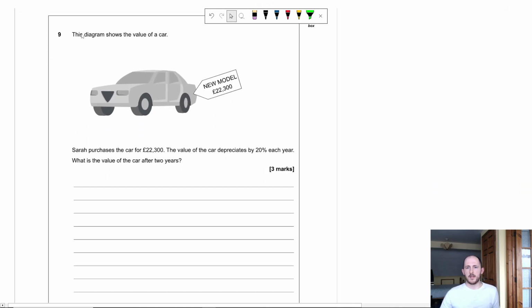Okay, this diagram shows the value of a car. Sarah purchases the car for £22,300 and it depreciates by 20% each year. What is the value of the car after 2 years?